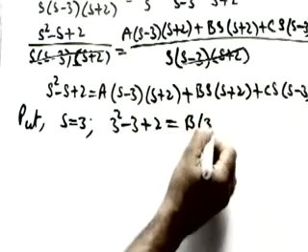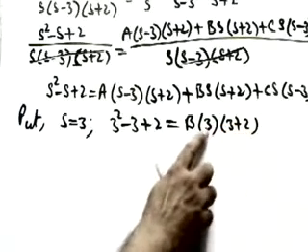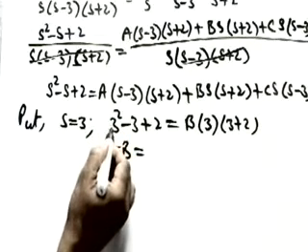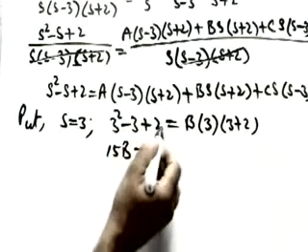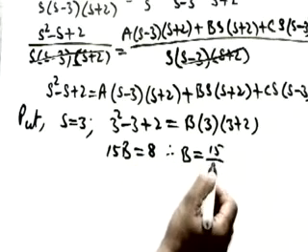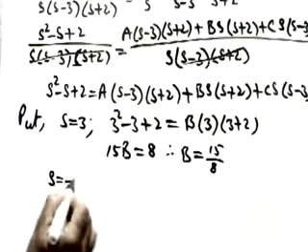So b into the value of s is 3. Now see here, 3 plus 2, 5. 5 threes are 15. 15b equals to 3 square 9, 9 minus 3 is 6, 6 plus 2 is 8. Therefore b equals to 15 by 8.